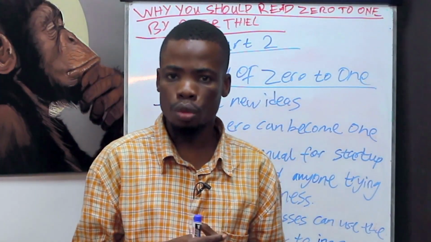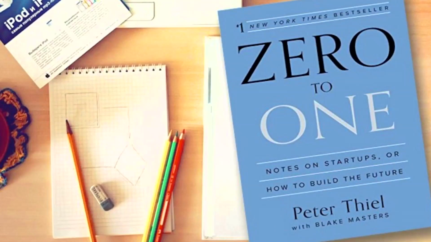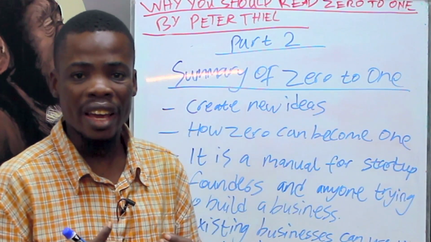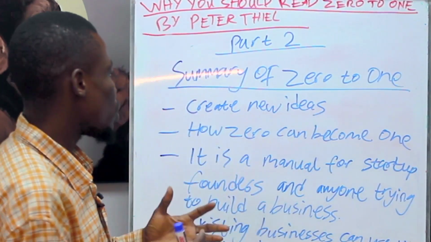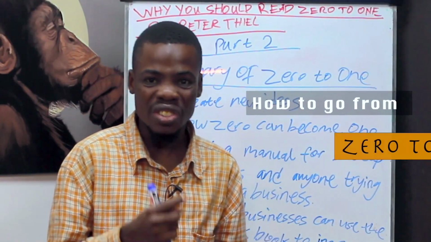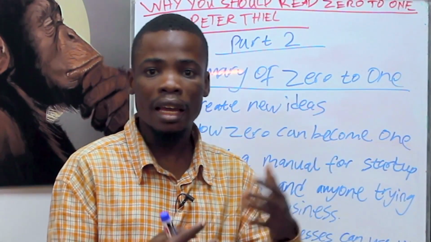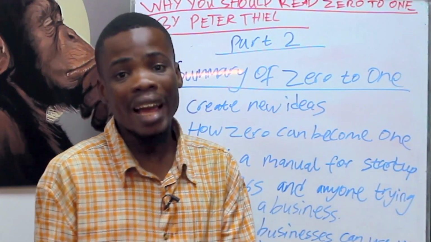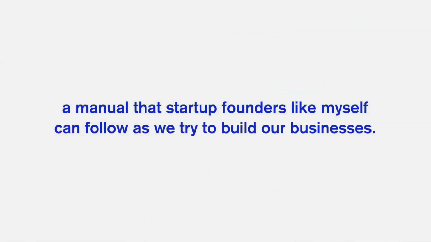So now I'm going to give you a summary of 0 to 1 by Peter Thiel. Now 0 to 1 really talks about how you can create new ideas, where new ideas can be found. And then it also talks about how you as a business or as a startup can go from 0 to 1, how nothing can grow to become something, how you can start from nowhere and end up somewhere really big. And it is also a manual for startup founders and anyone trying to build a business.